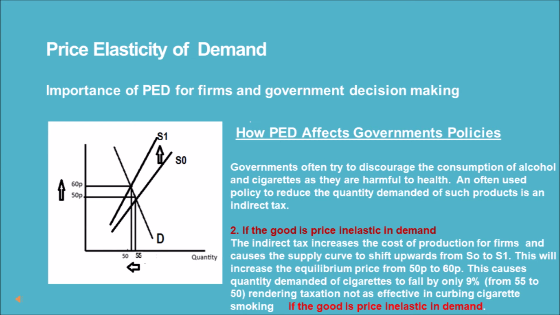2. If the good is price inelastic in demand, the indirect tax increases the cost of production for firms and causes the supply curve to shift upwards from S0 to S1. This will increase the equilibrium price from 50p to 60p. This causes quantity demanded of cigarettes to fall by only 9%, from 55 to 50, rendering taxation not as effective in curbing cigarette smoking if the good is price inelastic in demand.